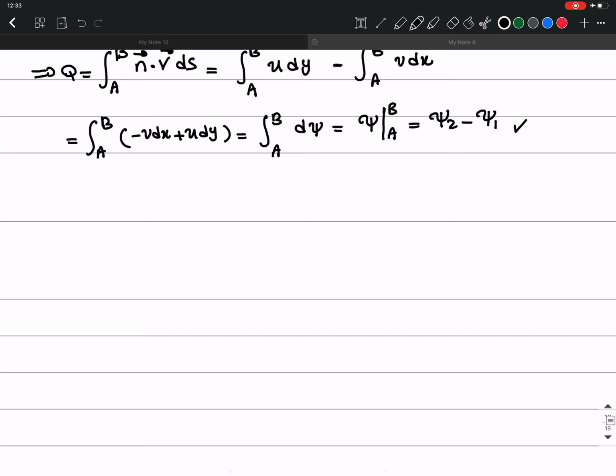Okay. The next property that I want to show is lines with psi constant and phi constant. Now we also have phi constant are orthogonal.